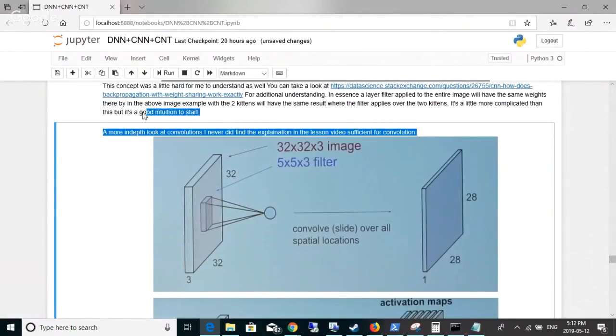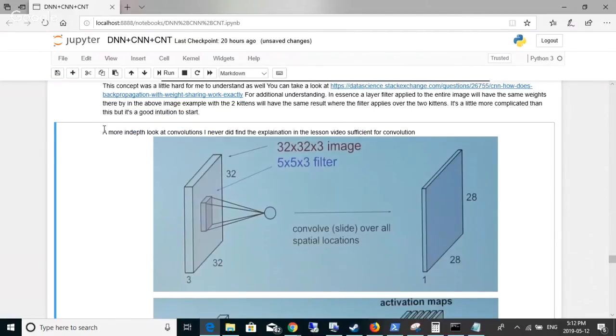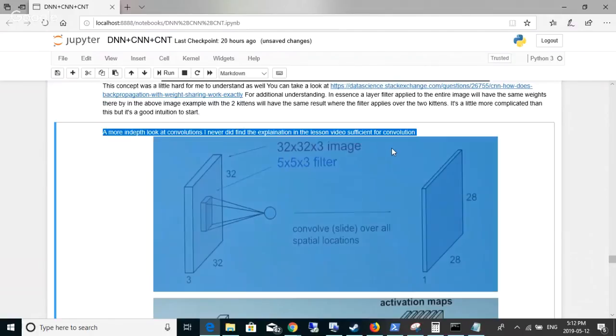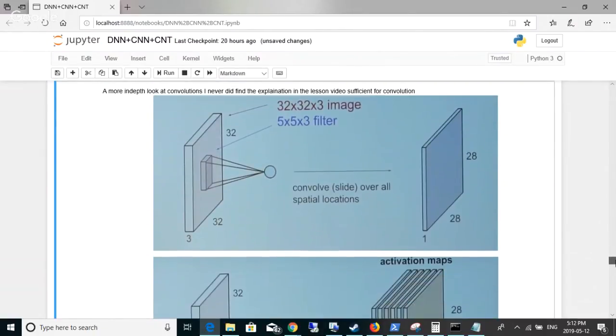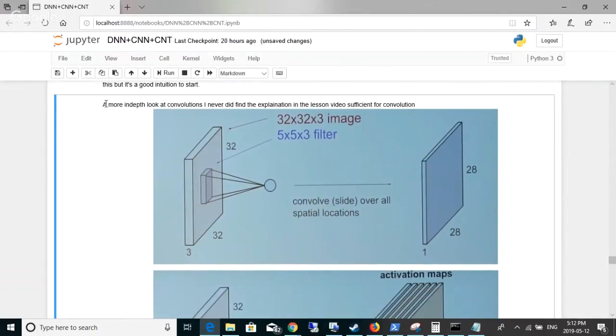I won't be talking about exactly how you do the padding, same padding, dropout, pooling, all that stuff, because it's covered pretty well in the lesson notes. But I do find that the material covered for convolution was not sufficient for me to understand how convolution really works. So I'll briefly go over that and suggest some additional resources that you can look at if you want even more understanding.